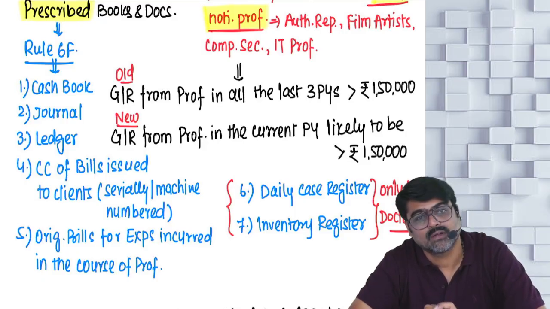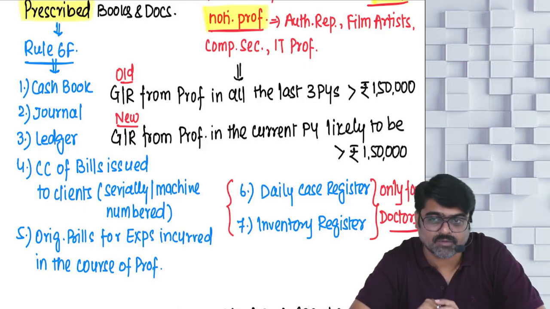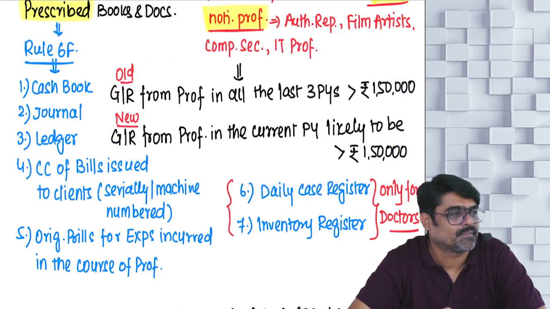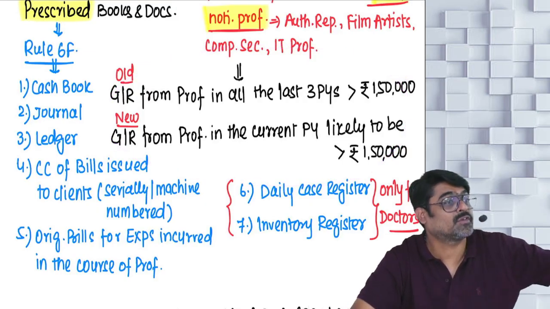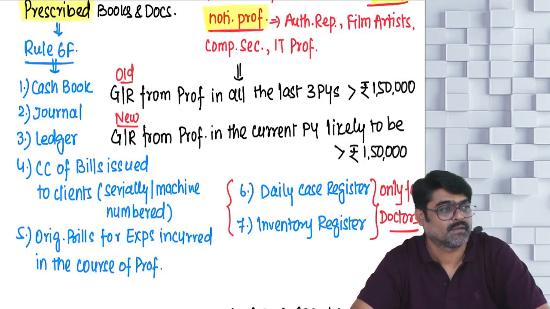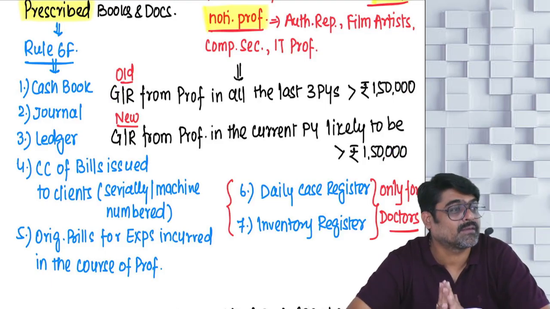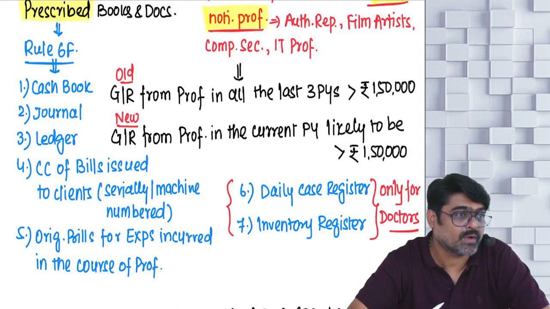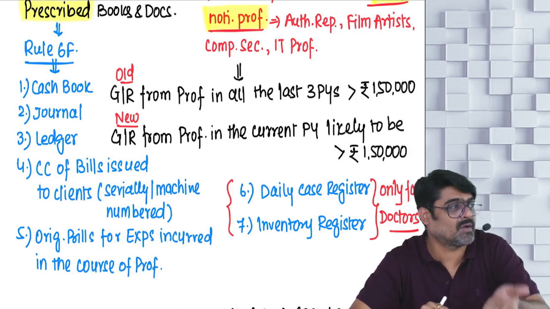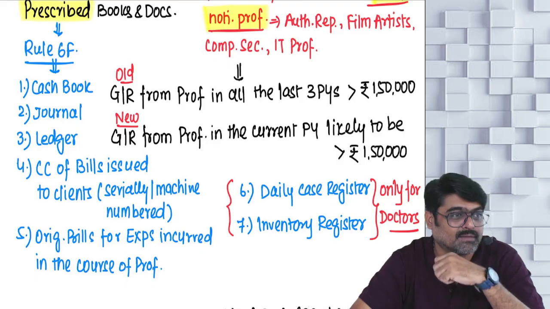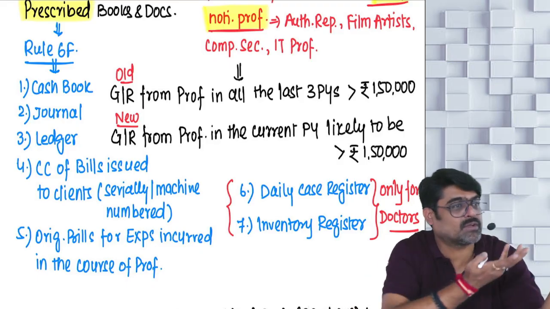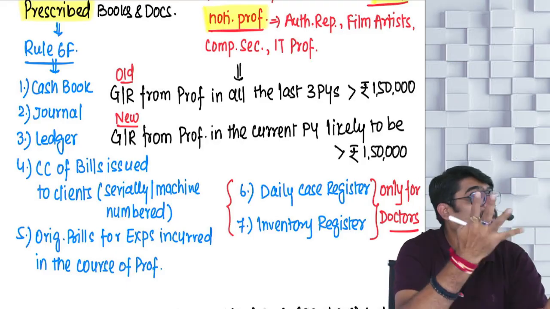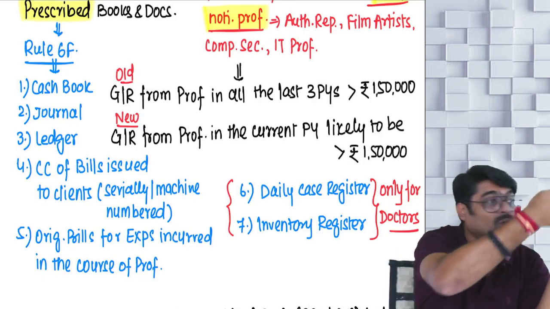Hello, sir. So now tell me, if you are a specified professional, but you are not covered here, meaning in all the last 3 years, the gross receipt was less than 1,50,000, and this year also it is not likely to be more than 1,50,000. Can it happen? How can? Say this year you have qualified as a chartered accountant. So last 3 years, profession was not there. So gross receipt less than 1,50,000 in all the 3 years.